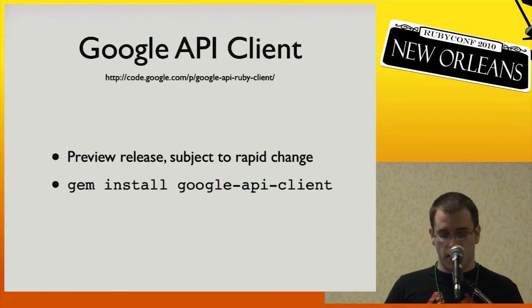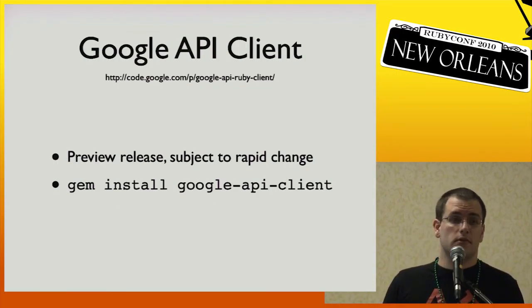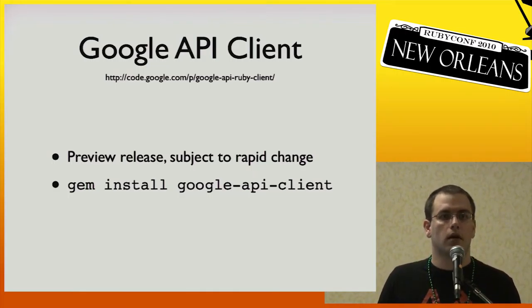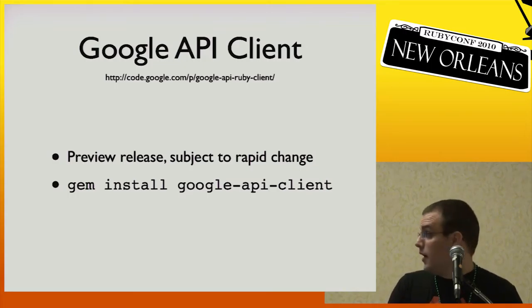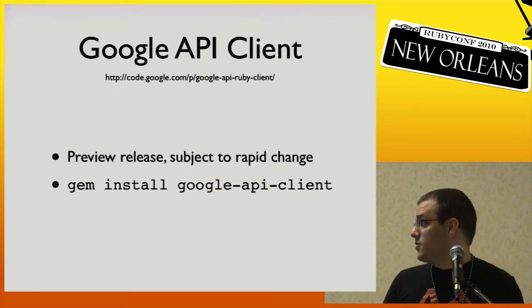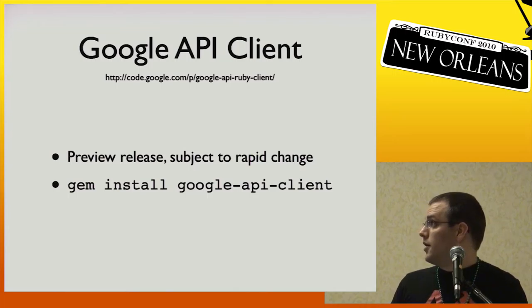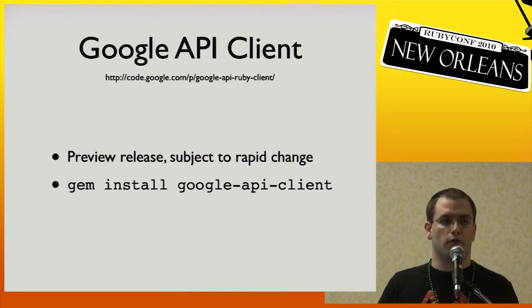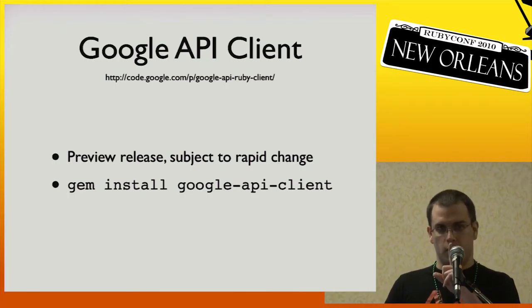And then the Google API client, it is a preview release. We aren't quite recommending it for production use yet, but it's getting there. And if you want to install it, that's gem install google-api-client. It's open source. The official homepage is on code.google.com, but there's essentially a mirror on GitHub as well. Don't tell anyone at Google I did that.